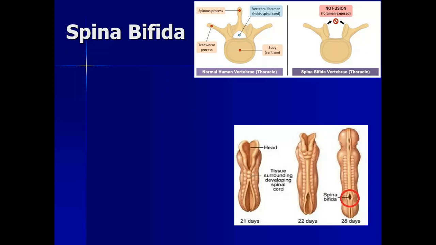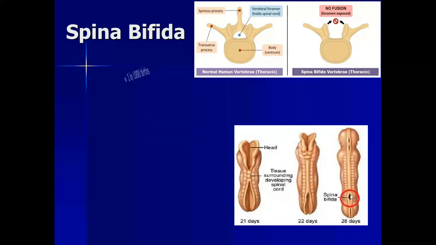Closure of the neural tube does not occur at the same time along the length of an embryo. If we take a look at the bottom picture, it does not close at the same time. The area where the brain forms generally closes well in advance of the tail region, the caudal region, where closure happens much more slowly.